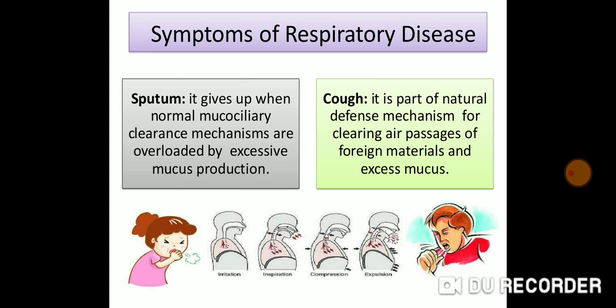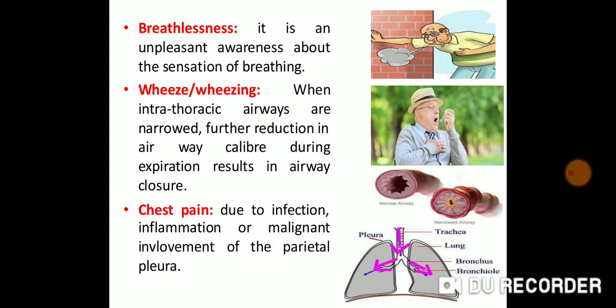Mucus is the thin lining of secretion which is normally present in the respiratory tract as a mechanism of prevention. Cough is a part of the natural defense mechanism for clearing the air passage of foreign material and excess mucus. Breathlessness is an unpleasant awareness of the sensation of breathing.